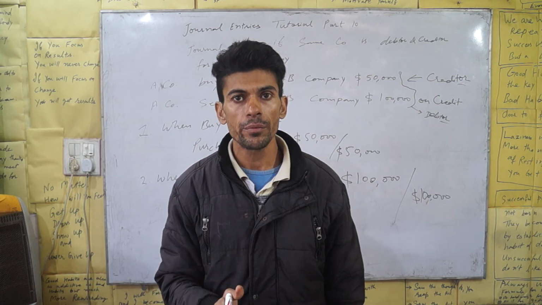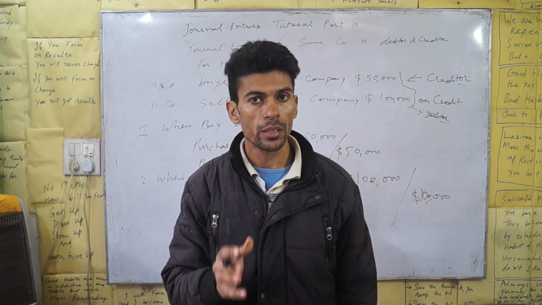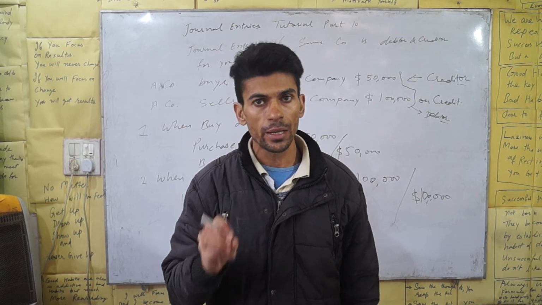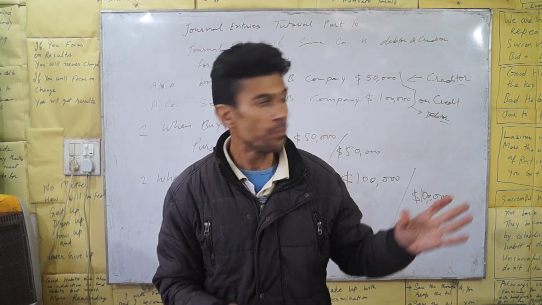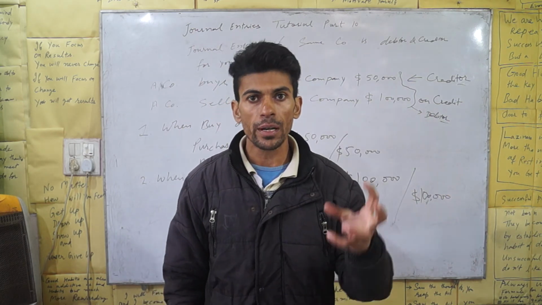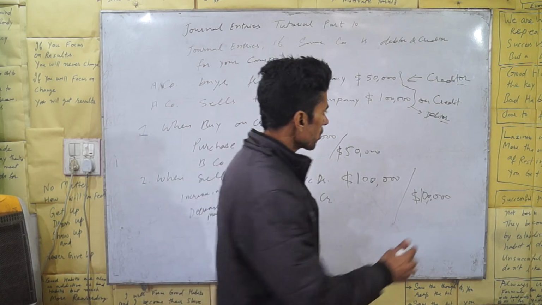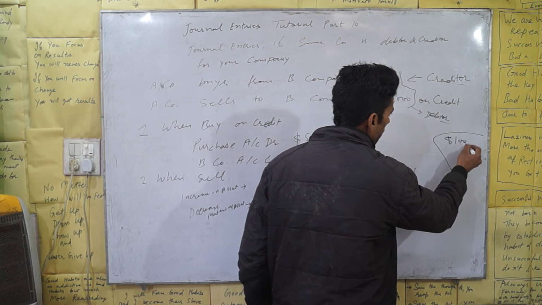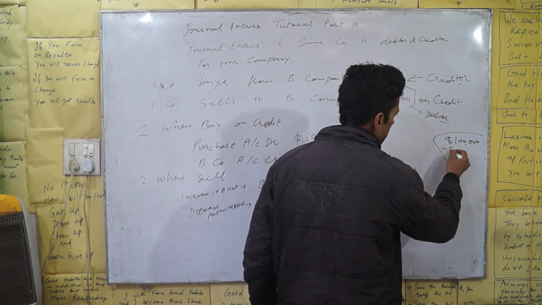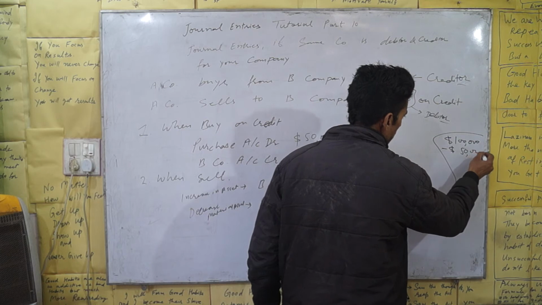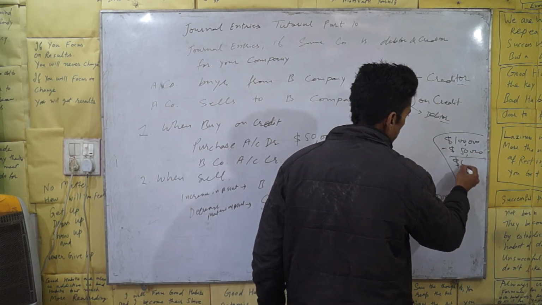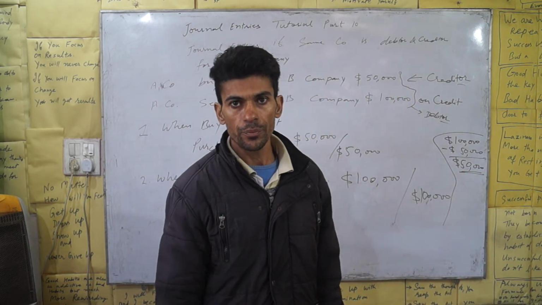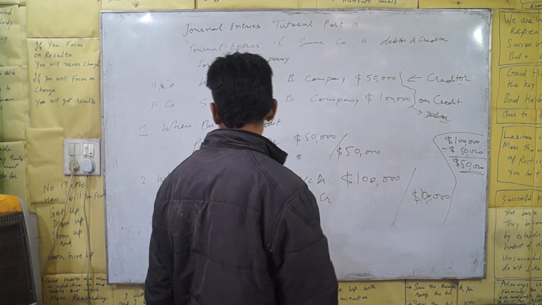We calculate the net amount, which we get at the time when we pay our creditor 50,000. We get 1 lakh. So net amount $1 lakh minus $50,000. Net is 50,000. We will receive it in the bank account. Okay, so the entry will pass.